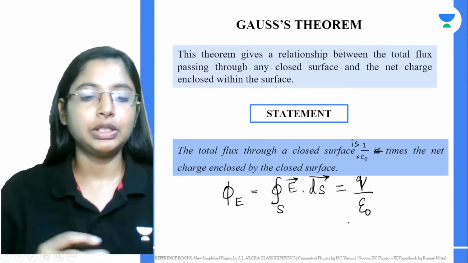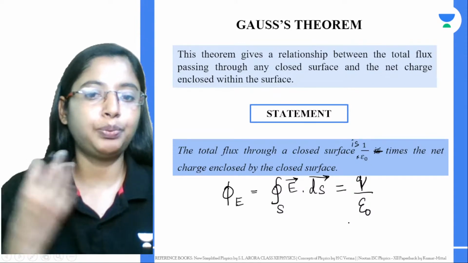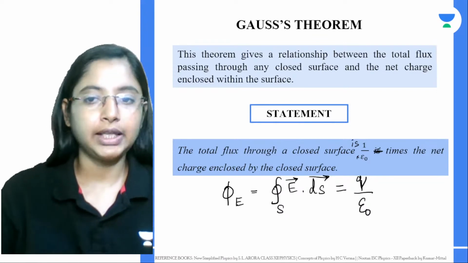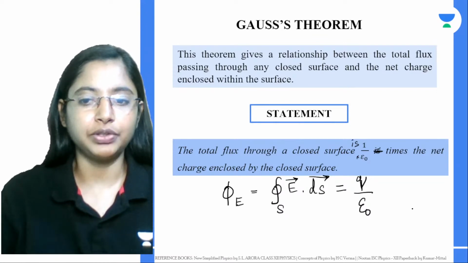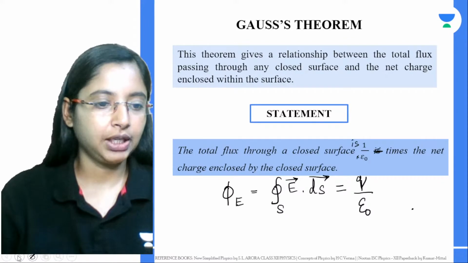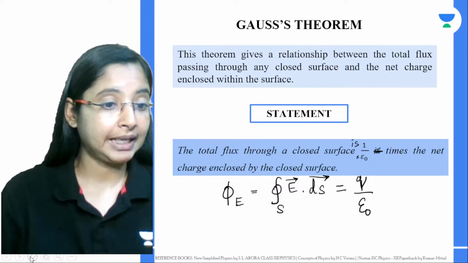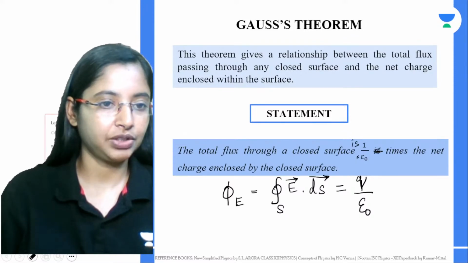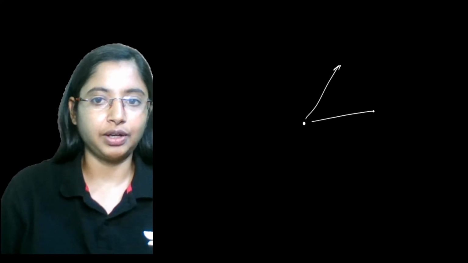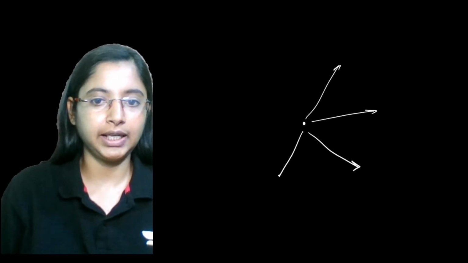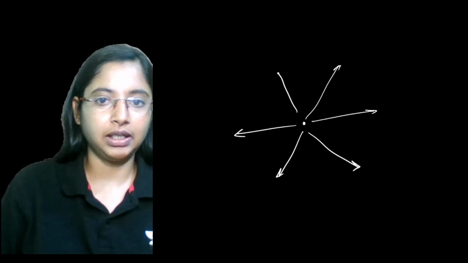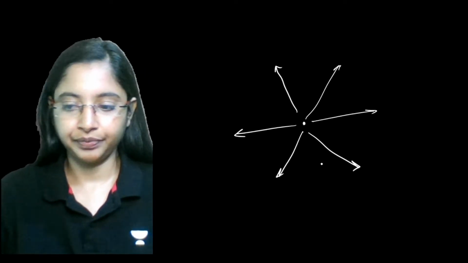Alright. Now, let's say we want to prove this. What is the proof of this? To get the proof, we are going to consider a positive charge. The positive charge is spherically symmetric, as we have seen in the previous classes. This positive charge is going to have field lines everywhere around it, and in the case of a positive charge, the field lines will be radially outwards.